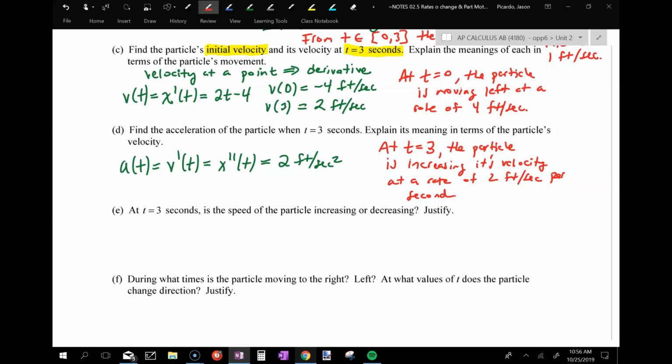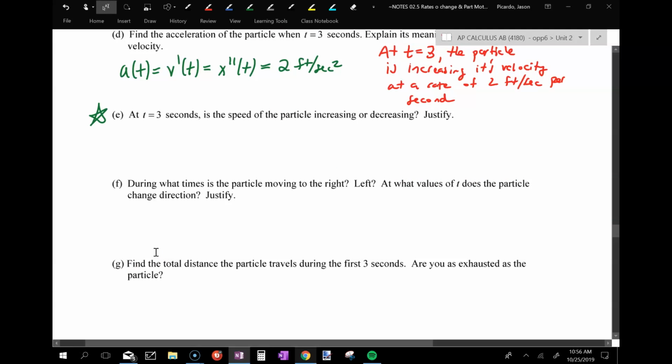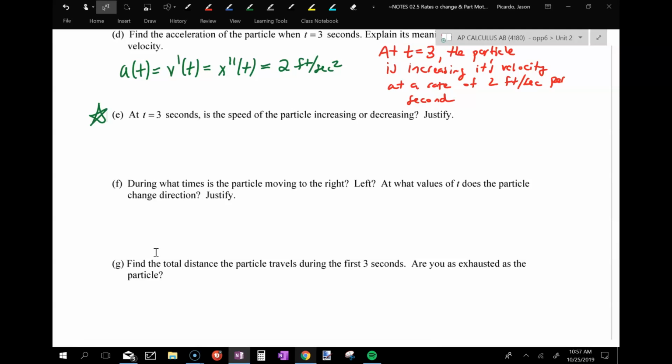All right, guys, this one right here, star this one. This one right here is super important. It shows up all the time. Very, very important. I'm going to give you a little demonstration, okay? I'm on a horizontal line. I'm moving this way. Velocity is what? Negative. I'm moving this way. Velocity is what? Positive.